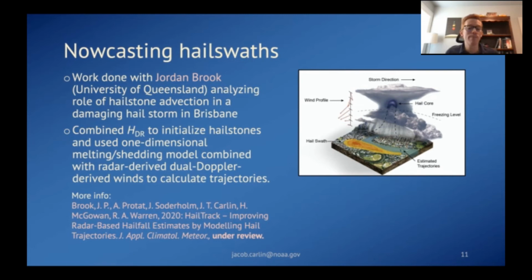His approach is to combine a dual Doppler analysis of derived winds within the storm and initiate hailstones, where he's using the hail differential reflectivity to determine where hail was located. But then once we initialize the hailstones, we use this 1D model to calculate the melting of these hailstones and their change in terminal velocity as they melt, and use that to calculate melting dependent trajectories of these particles.